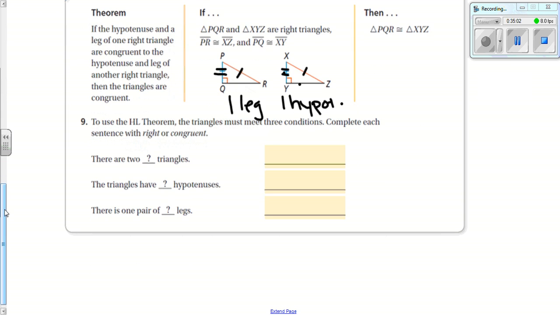So, to use a theorem, the triangles must meet 3 conditions. Complete each sentence with right or congruent. So there are 2 blank triangles. We need 2 right triangles. The triangles have hypotenuses congruent. I'm going to write the symbol. The hypotenuses have to be congruent and 1 pair of congruent legs. So this is the bare minimum that you need, okay? The angle, the hypotenuse, and the leg for a right triangle to prove them congruent.